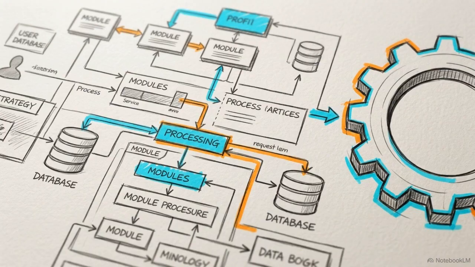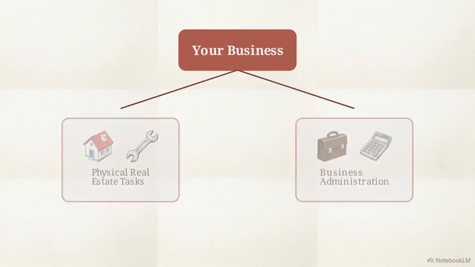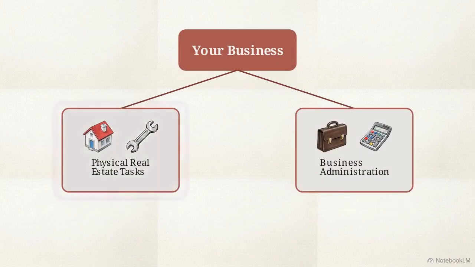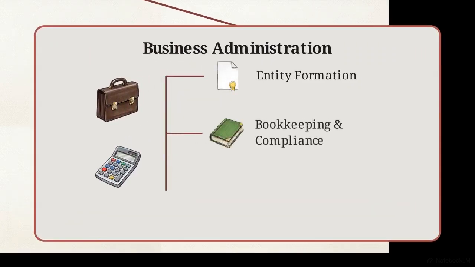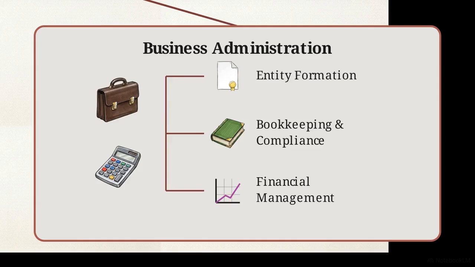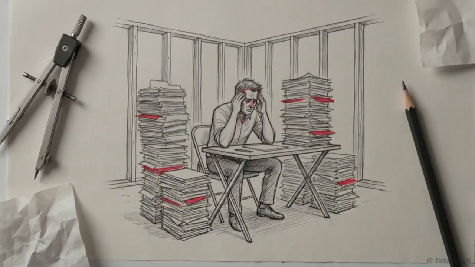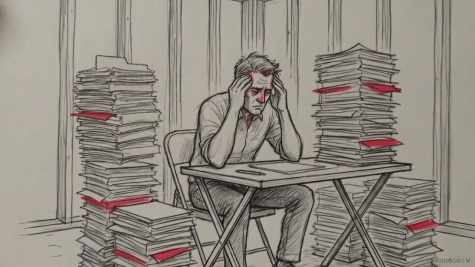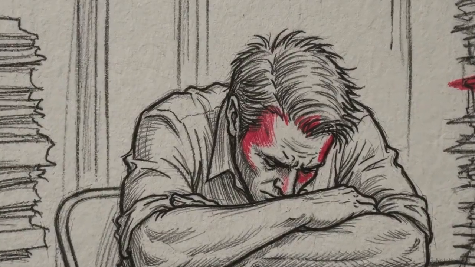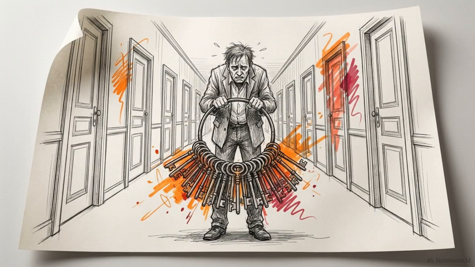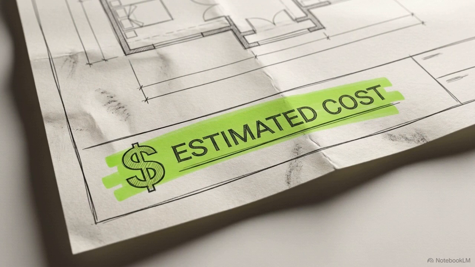Step 4 is designing your back-office operating system. This flowchart splits operations. The left handles physical real estate tasks, deal sourcing and renovation, managed by the BNIC network. The right handles business administration, entity formation, bookkeeping, and financial management, where firms like Help Keep My Money LLC step in. If you ignore this 2-sided infrastructure, you get stuck. Without a functional back office, managing a single property becomes a full-time job, making it impossible to scale into a multi-unit portfolio.